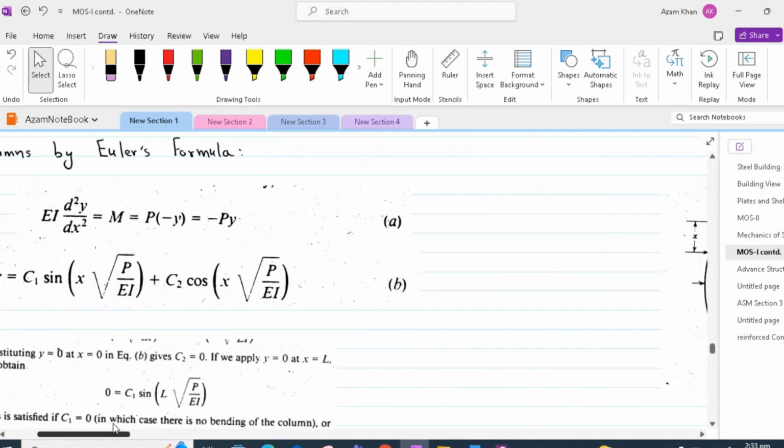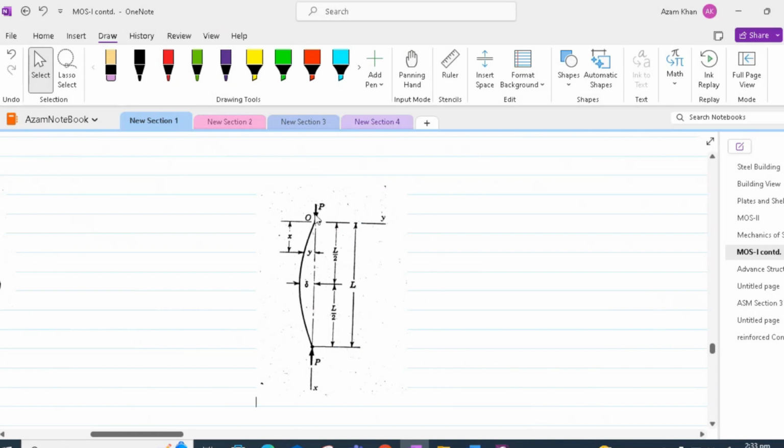In order to derive Euler's formula, let us consider a column whose top end is considered to be at origin O, horizontal is considered as y, and vertical axis is considered x. Load P is applied at the top and correspondingly there will be load P at the bottom of the column. We assume that the column has deflected horizontally by delta.